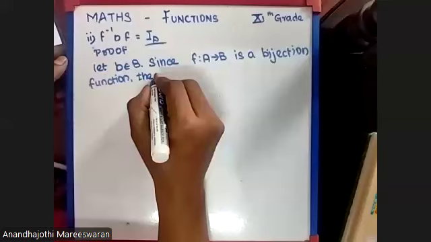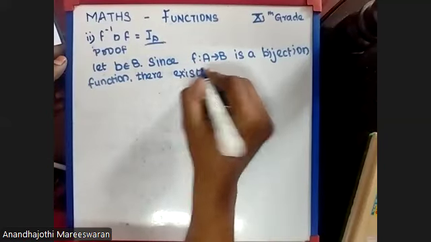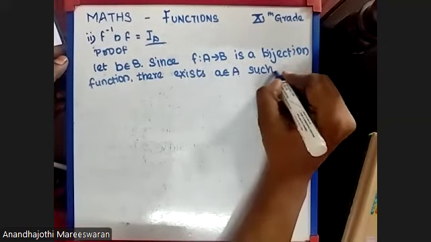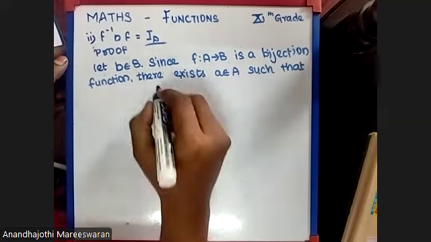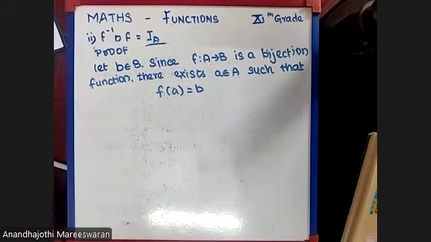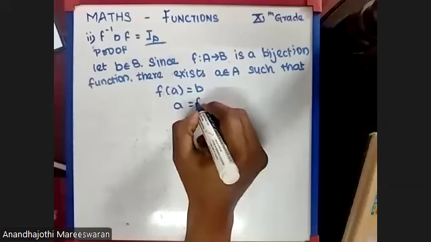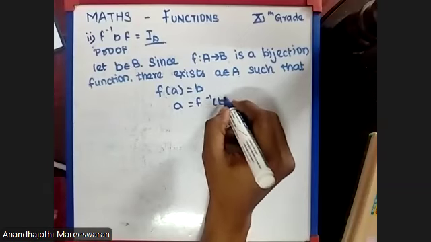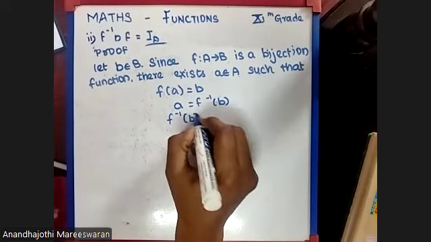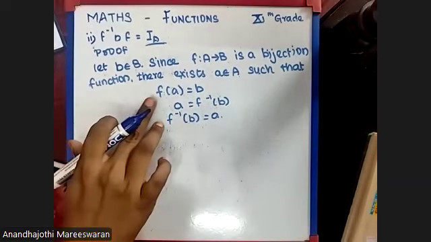Shall we write it down? Okay. There exists a belongs to A such that f of a is equal to b. If we invert the function, a equals f inverse of b. We can also write this as f inverse of b equals a. Right. Keep these two in mind.